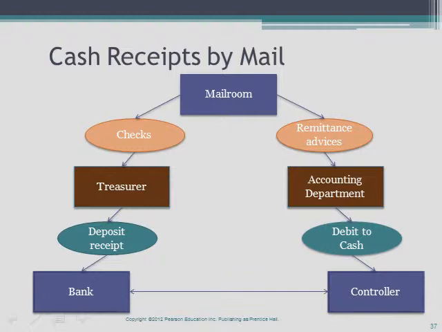Many companies receive cash by mail. This exhibit shows how companies control cash received by mail. All incoming mail is opened by a mailroom employee. The mailroom then sends all customer checks to the treasurer, who has the cashier deposit the money in the bank. The remittance advices go to the accounting department for journal entries to cash and customer accounts receivable. As a final step, the controller compares the following records for the day: the bank deposit amount from the treasurer and the debit to cash from the accounting department. The debit to cash should equal the amount deposited in the bank. All cash receipts are safe in the bank and the company books are up to date.